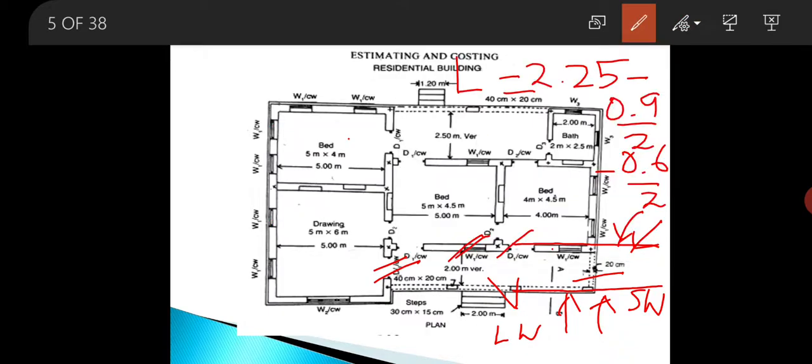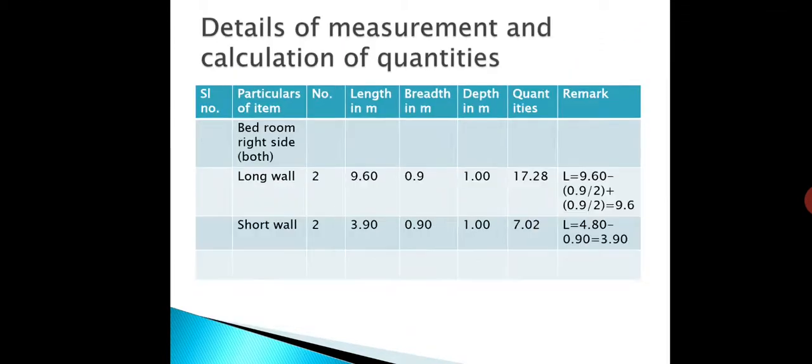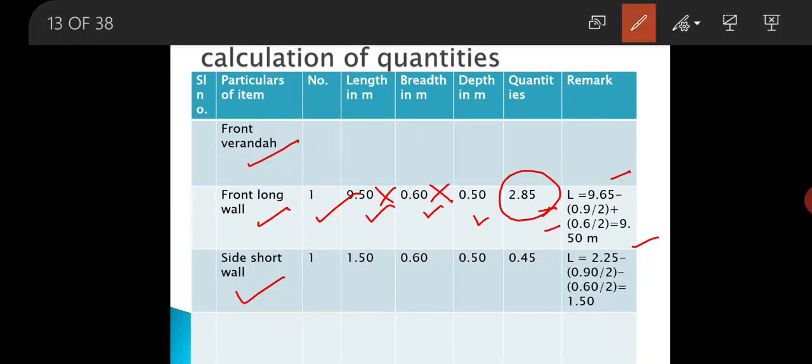Then what is the breadth? So breadth will be equal to 0.6 as it is a 20 centimeter wall, and depth is equal to 0.5. Clear? Now we will move to details of measurement form. In the details of measurement form, you can see from the center to center length, that is 2.25, we will subtract 0.9 by 2 for one side and 0.6 by 2 for the other side. So which will give us the length as 1.5, number is 1, 0.6, 0.5. So by multiplying these three, we will get the quantity as 0.45 cubic meter.